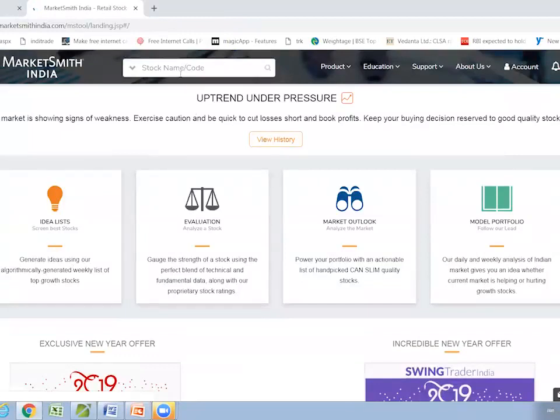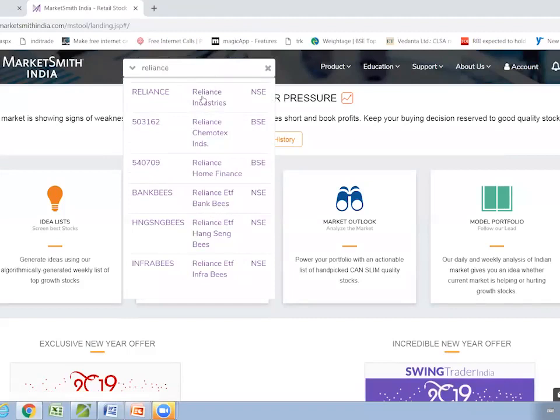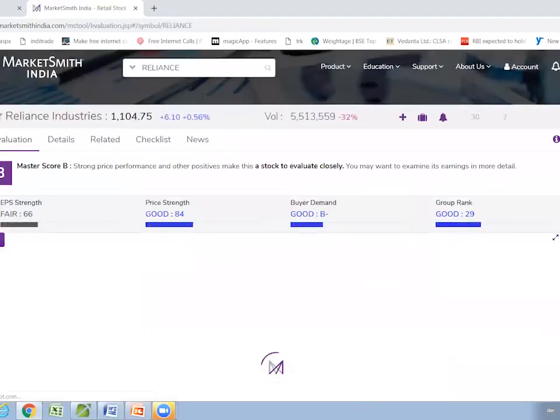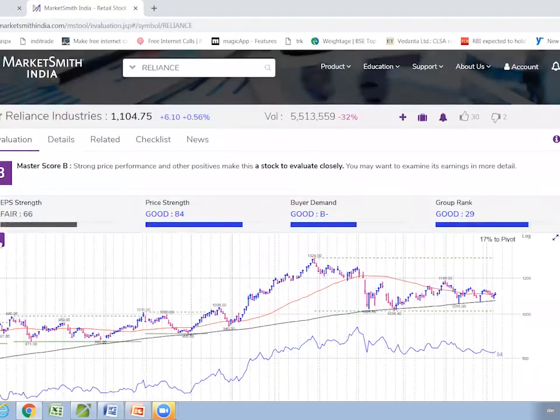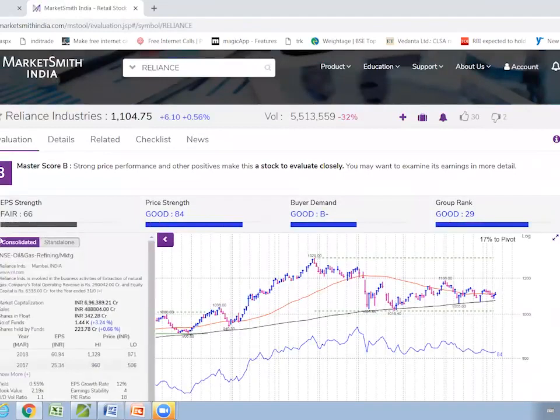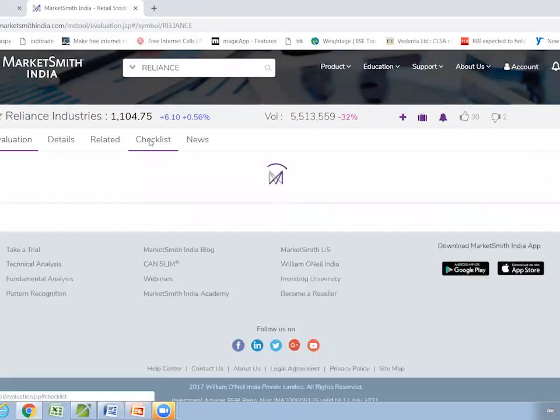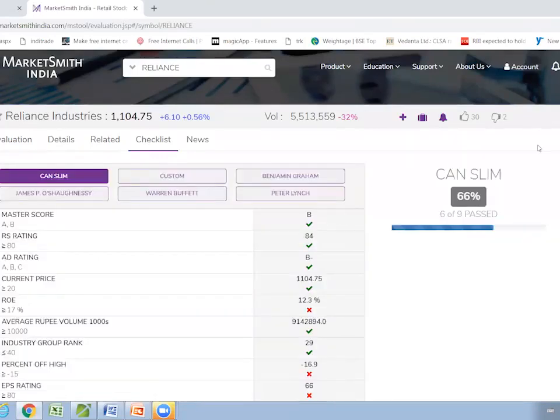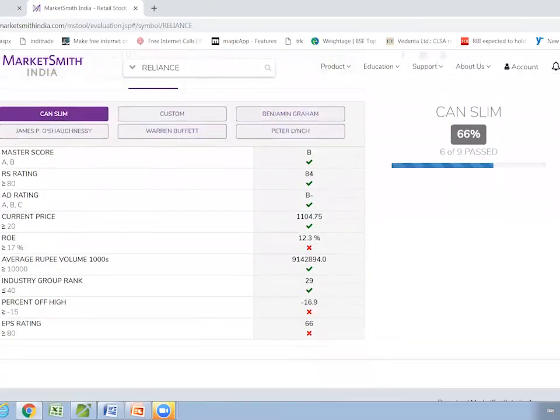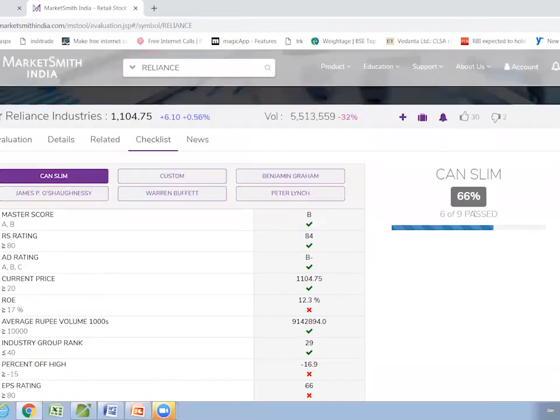After that, say for example now you want to research Reliance Industries. Just type Reliance Industries over here. So these are four tabs which are very important. In the checklist, if you go, it will tell you the CANSLIM screen is there, how many CANSLIM criteria it is passing. So it is passing 6 out of 9 CANSLIM.